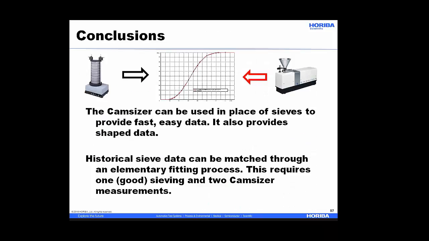So, as some concluding comments: the cam sizer can be used in place of sieves to provide fast, easy data. It also provides shape data. Historical sieve data can be matched to an elementary fitting process, and this requires really one good sieving measurement and two cam sizer measurements. So it's pretty quick.